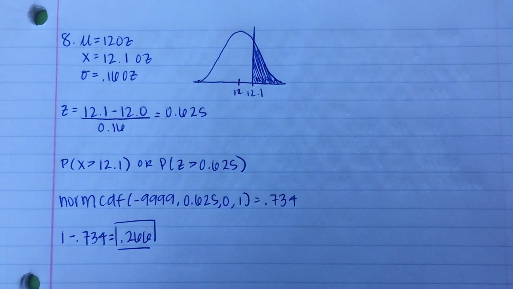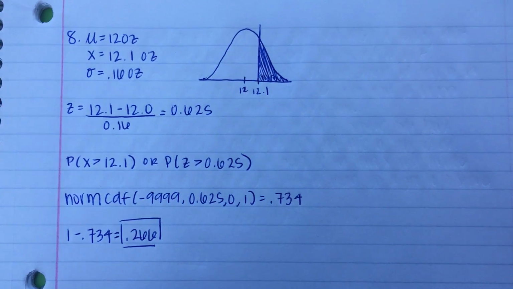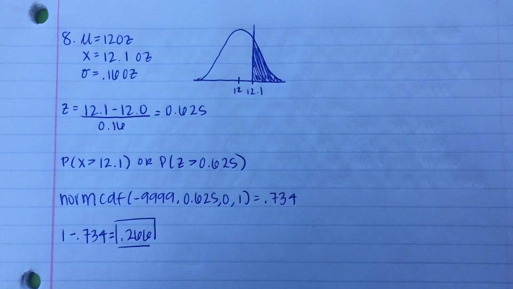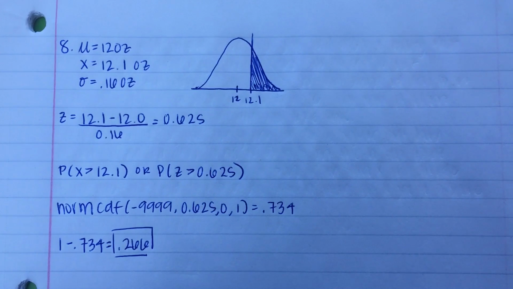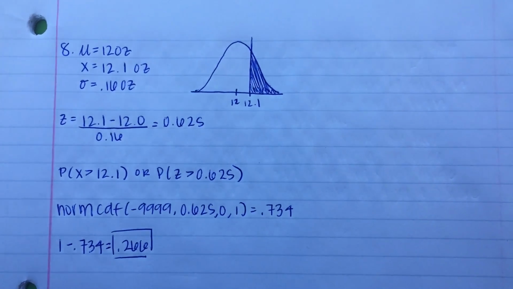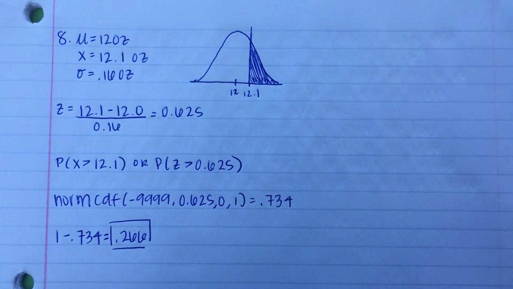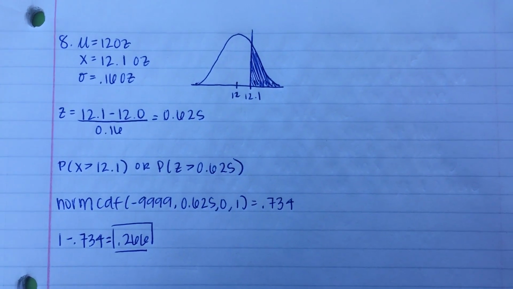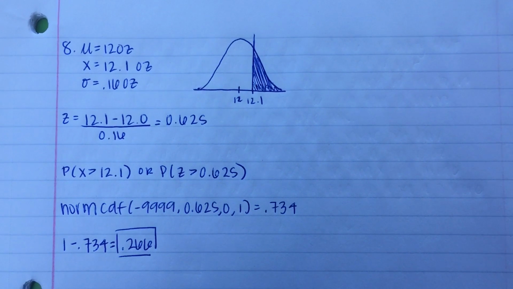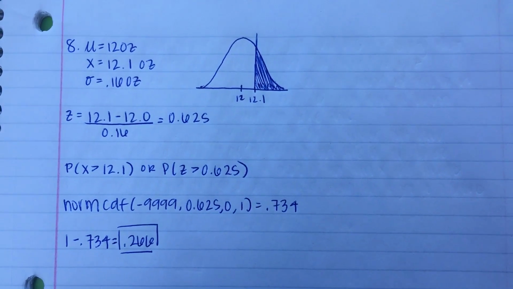So then in order to figure out that probability, you can use norm CDF in your calculator and plug in negative 9,999 or negative infinity, 0.625, which is the z-score, 0, which is the mean, and 1, which is the standard deviation for a normal distribution. And you get 0.734, but that's not our answer because that would be the probability of selecting a can less than 12.1 ounces. So you have to subtract that number from 1 and you get 0.266, which is the probability of selecting a can larger than 12.1 ounces.